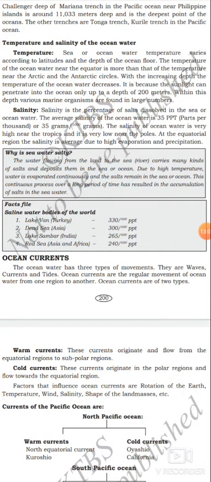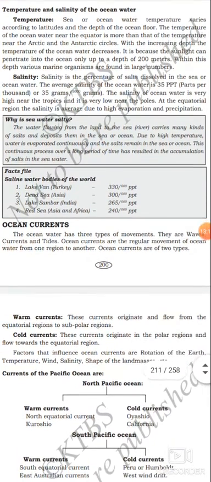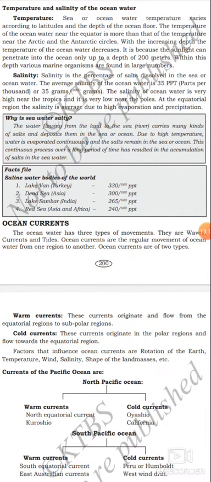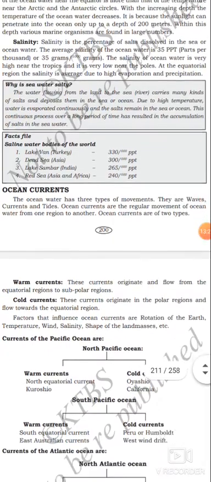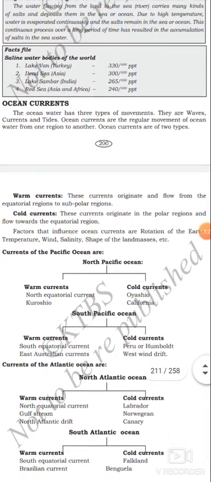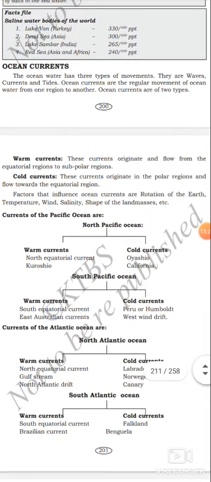The salinity of ocean water is very high near the tropics and it is very low near the poles. At the equatorial region, the salinity is average due to high evaporation and precipitation. Let's see now ocean currents.